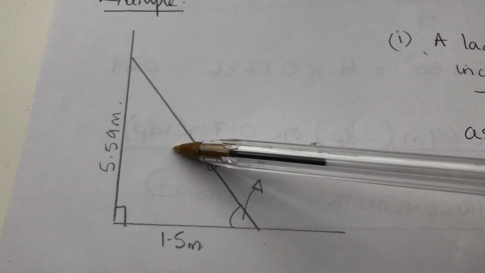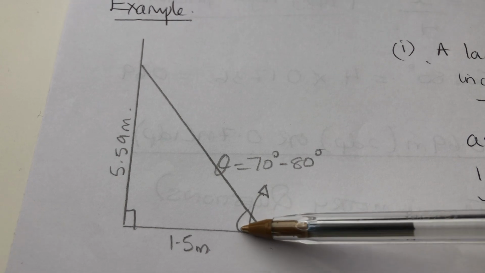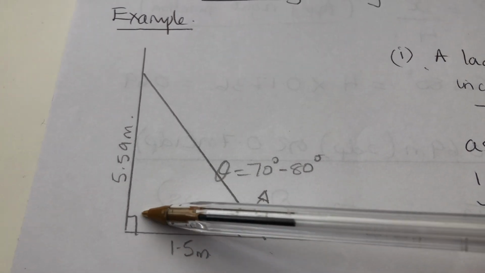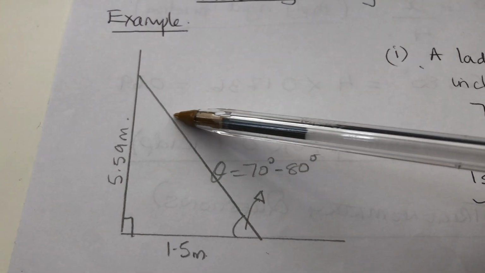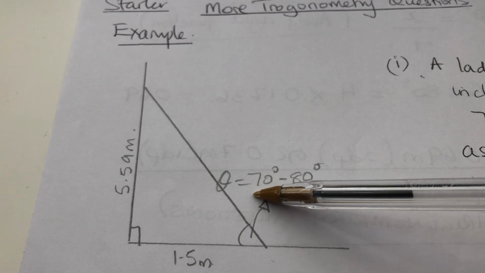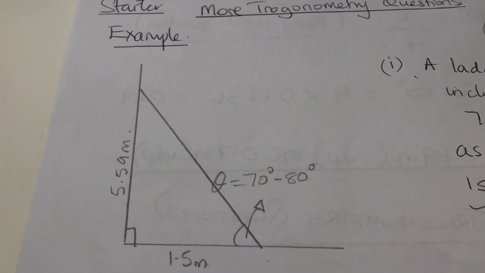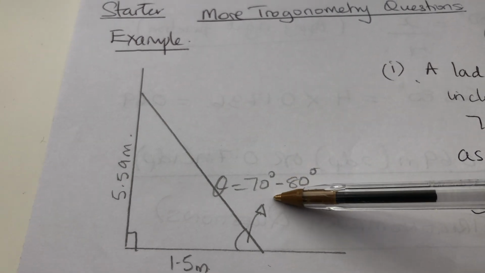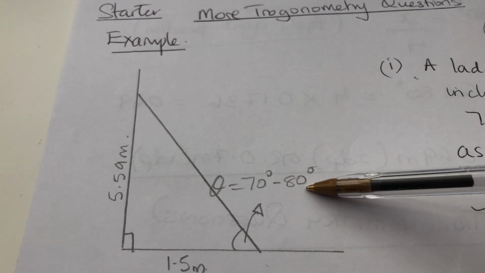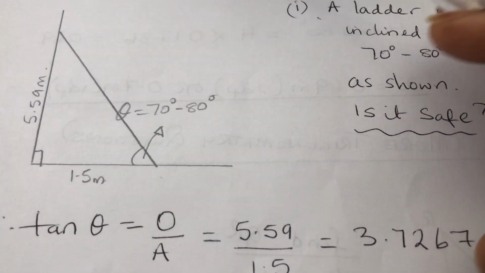Is this safe? To find out, you need to find this angle here, and you know the adjacent and you know the opposite. If you find this angle and it's less than 70 or more than 80, then it's not safe. But if it's between 70 and 80, then it is safe. So let's see how we do this.